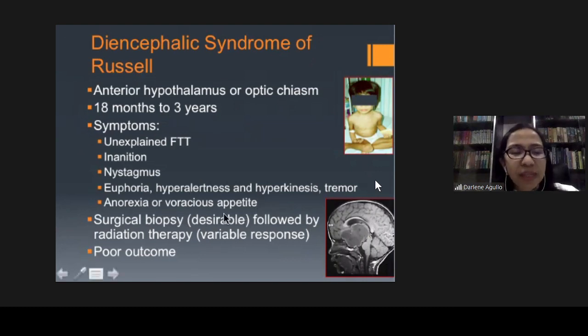surgical biopsy is desirable. Surgical biopsy and excision, followed by radiation therapy. Pero because of its location, no, ang daming na-involve. Tsaka mahirap kunin lahat yung tumor cells, no, mahirap siyang i-debulk. So, poor outcome. Variable response to radiation therapy. So, prognosis also is poor.